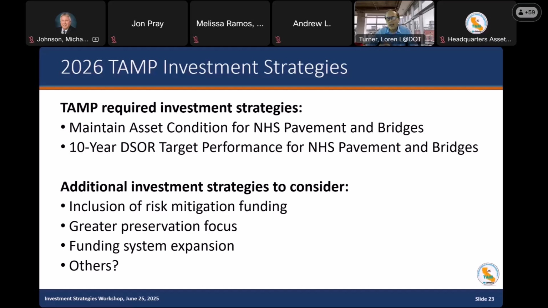And of course, the other end of this is, what is it going to cost? What does it take for us to bring our bridges and pavements on the NHS to our desired state of repair, our target conditions? And that's the second one. And we expect a good mix of well thought through investment strategies that consider risk, consider life cycle planning, and this is where we want to be. So those two are required components of the TAMP.